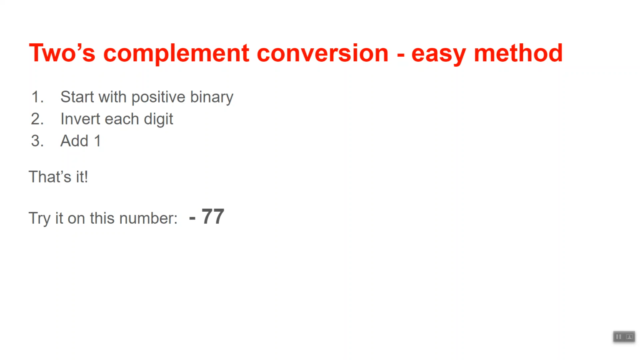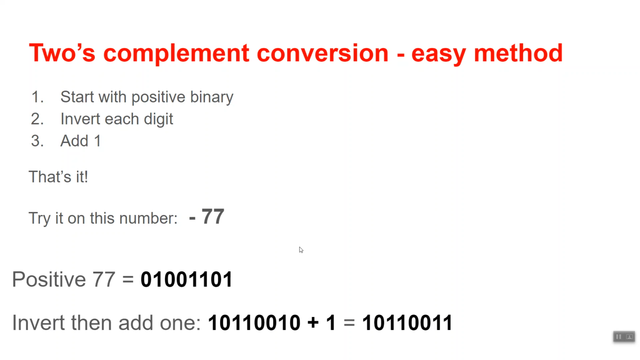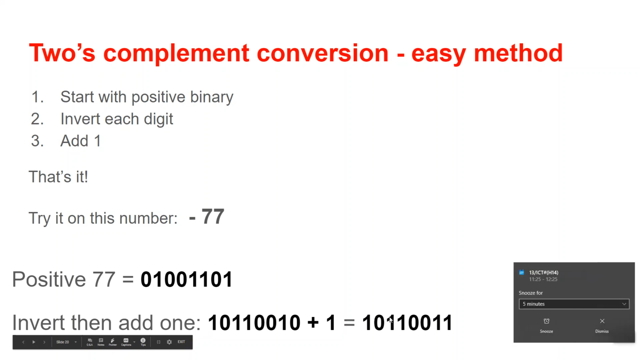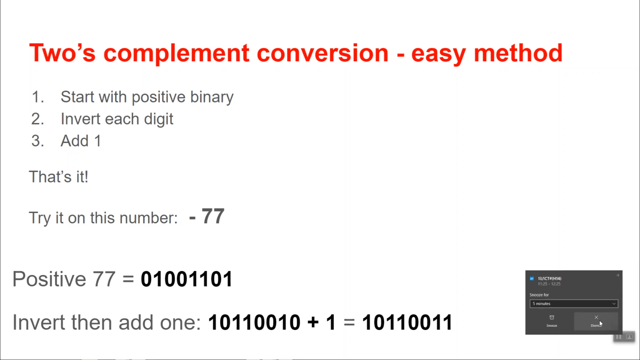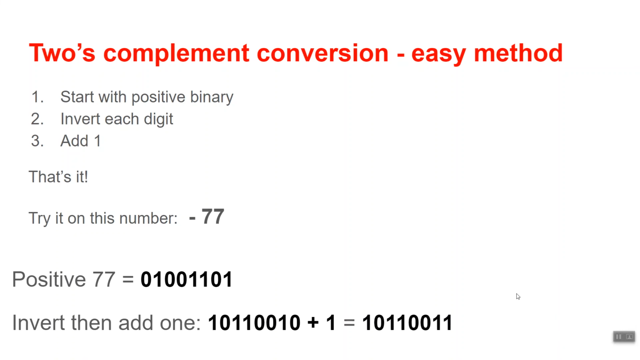So if you try it on this number, -77, positive 77 looks like that. So then if you invert it and add 1, it works with that. So you turn all the ones to noughts and noughts to ones, then add 1 to the number, and that's super straightforward, hopefully. Okay, so you might just want to spend a minute to write that down. Try that yourself, and then if you're okay with that, we can move on.